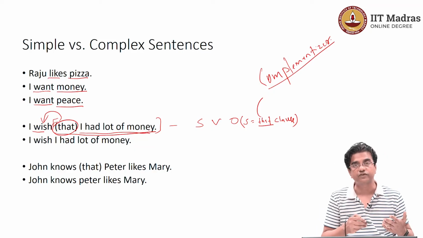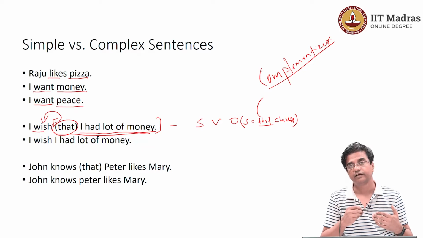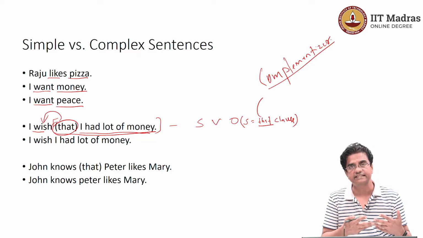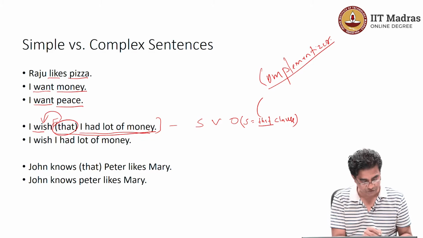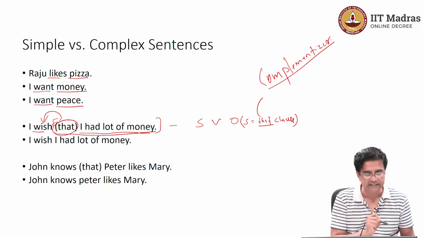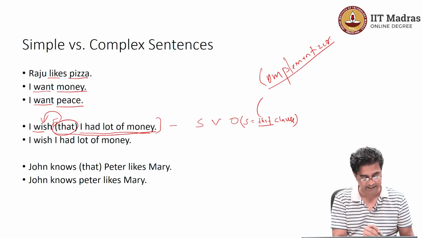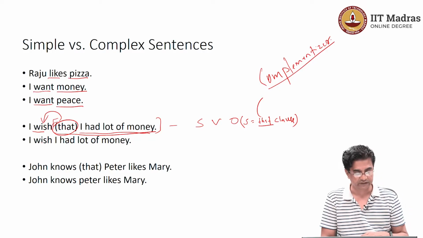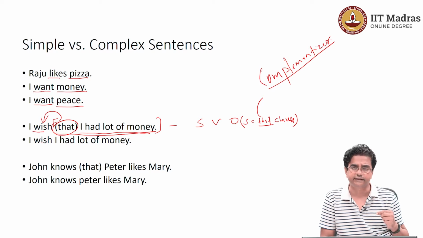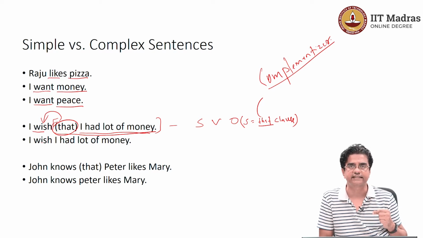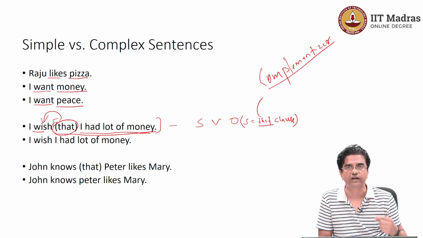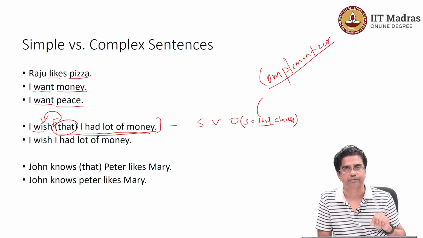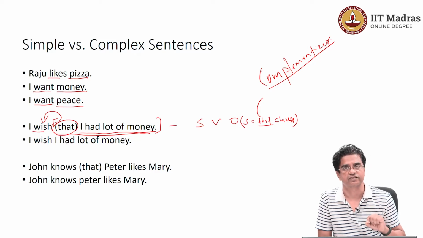We can drop these complementizers when we have a full finite sentence, and I'll explain that finite sentence to you. We can make this that, as you see here in this sentence, optional. We can also say, I wish I had a lot of money. It is optional only in the sense that we don't articulate it. It stays there because it is introducing a finite clause.